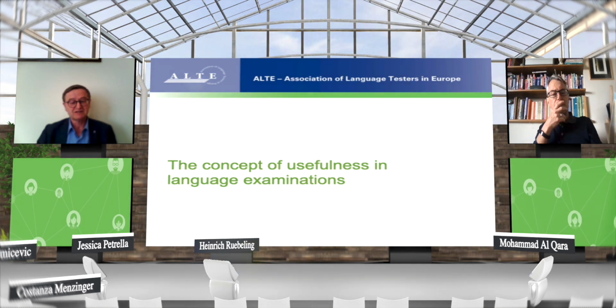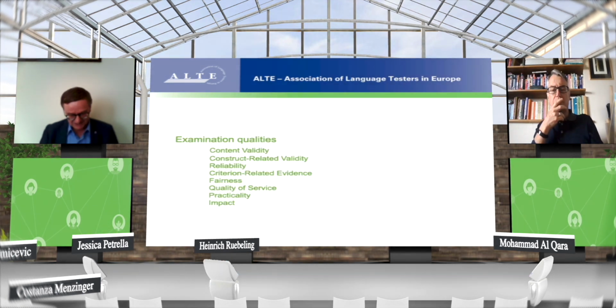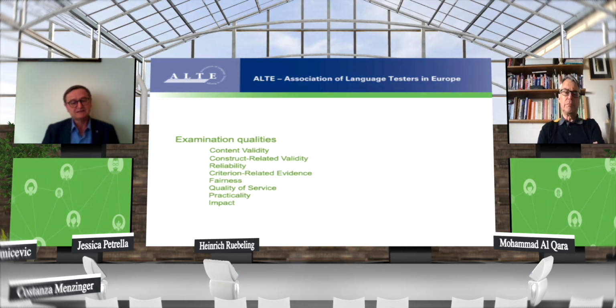The concept of usefulness in language examination that we are presenting in the 2020 version is based upon a statement made at the very beginning of that chapter, that we have to make sure that an examination is useful, makes sense, is valid. It means it's worth it, it's really doing its job. In very short, usefulness is based upon a balance between a number of qualities listed here, such as content validity, construct-related validity, reliability, the evidence to be used when there is a criterion relationship, fairness overall, quality of service offered, practicality, and impact that was envisaged and that was hopefully positive in general.